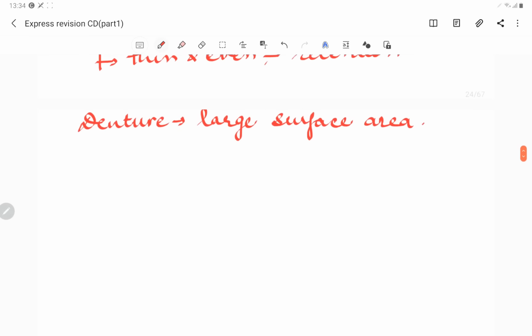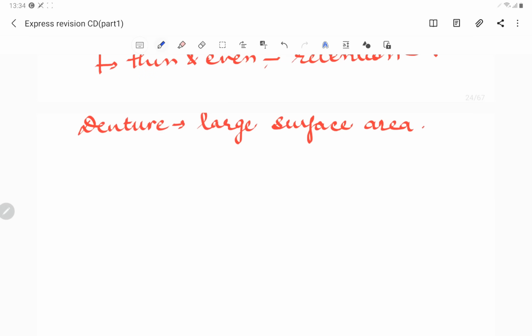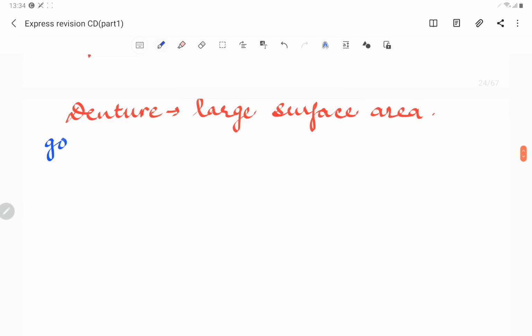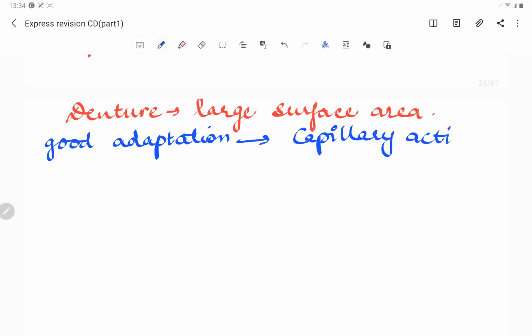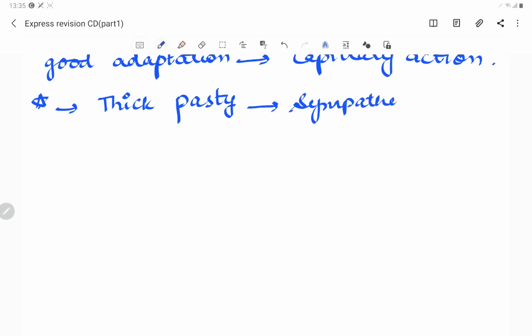So, closeness of the denture to the soft tissues is due to the improved capillary action, right? So, the good adaptation is due to capillary action. And one more very important point, thick pasty saliva is due to sympathetic innervation, sympathetic stimulation.